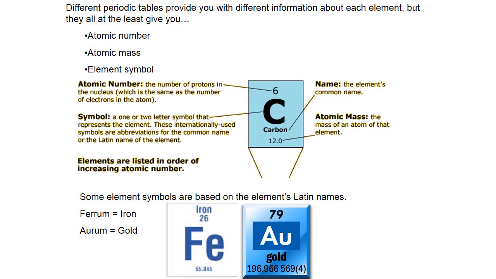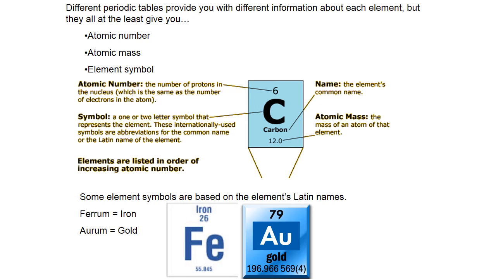Some of them may not make sense at first, but we have to recognize that some elements have been known for hundreds or thousands of years, so their names may be rooted in older languages. Many of the element symbols are based on these older names, usually Latin. Iron's symbol is Fe, because the Latin word for iron was ferrum. Similarly, gold's symbol is Au, because their word for gold was aurum.